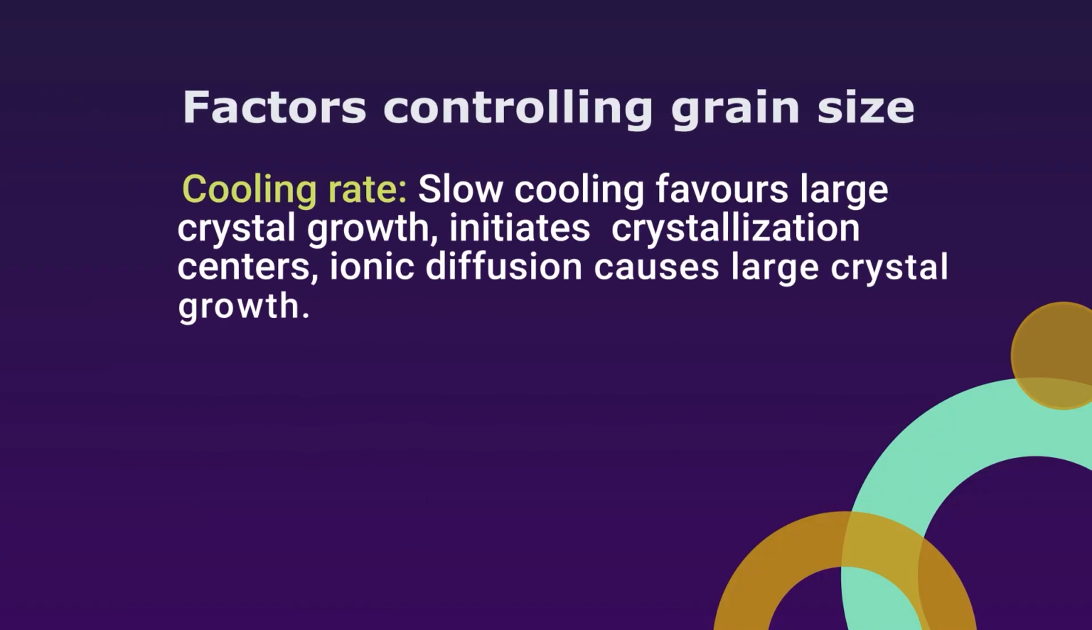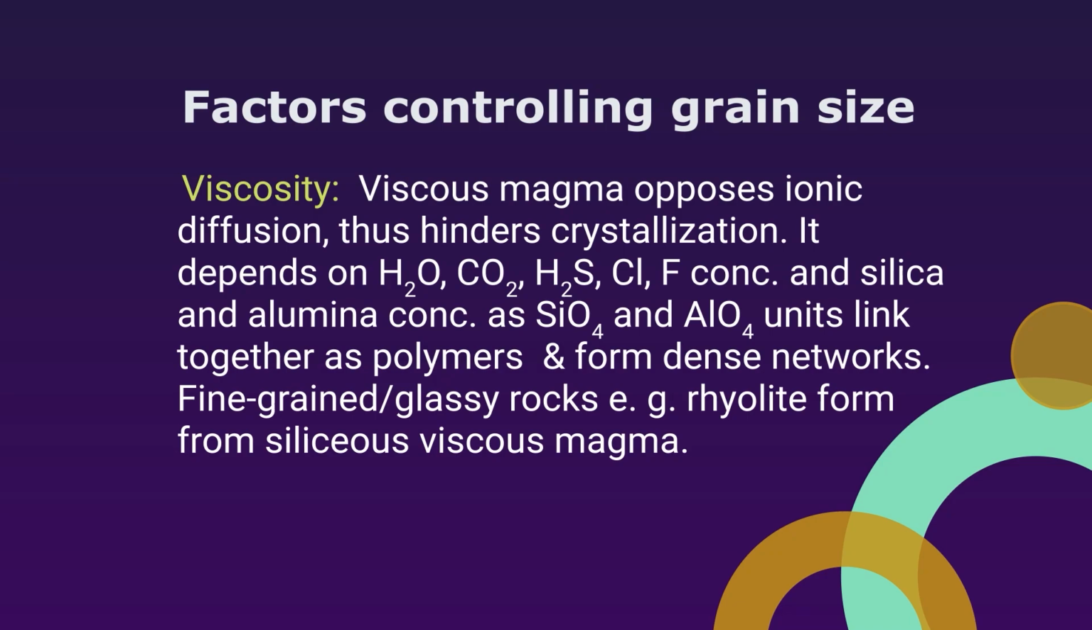Now factors controlling grain size, such as cooling rate. Slow cooling favors large crystal growth, as I have told you earlier also; it initiates crystallization centers, and ionic diffusion causes large crystal growth. Then the second important factor is viscosity. Viscous magma opposes ionic diffusion, thus hinders crystallization. It depends on H2O, CO2, H2S, chlorine, fluorine concentration and silica and alumina concentration, as SiO4 and AlO4 units linked together as polymers form dense networks.